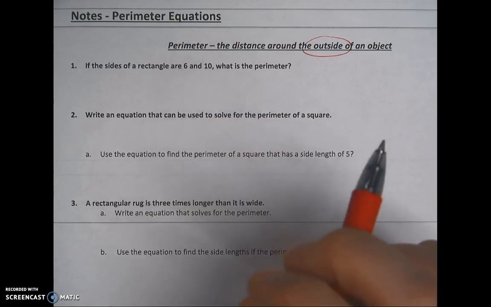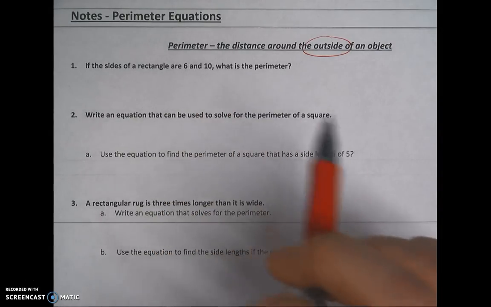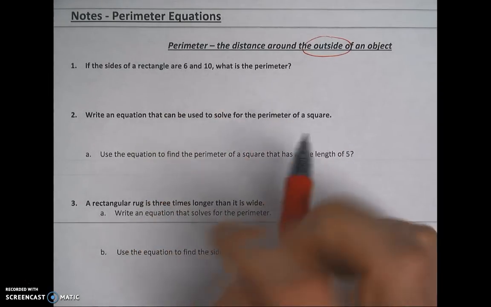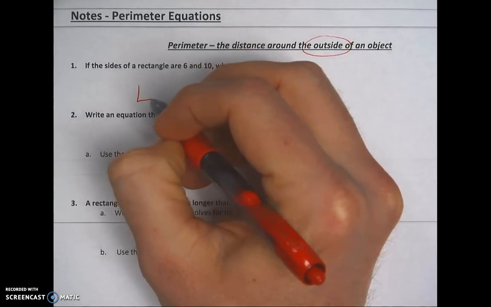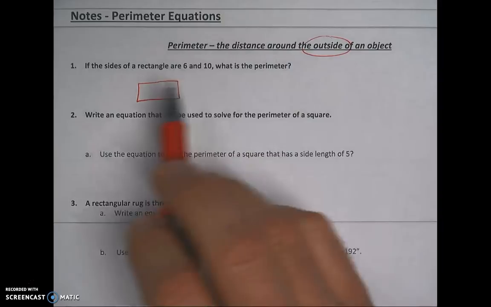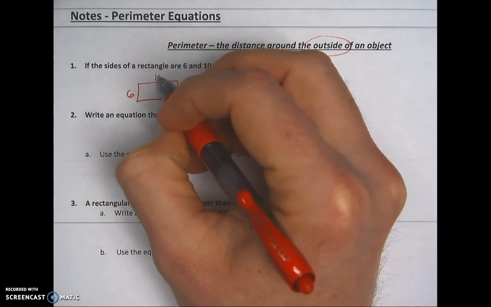Another mistake answer would be to say 16, where you just added these two numbers together. The problem there is this is a rectangle. There's 4 sides and you've only added 2 of them. So it always helps to draw a picture, and I would highly recommend for all of these types of problems we draw pictures. So the sides are 6 and 10, so the smaller side is 6, the bigger side is 10.